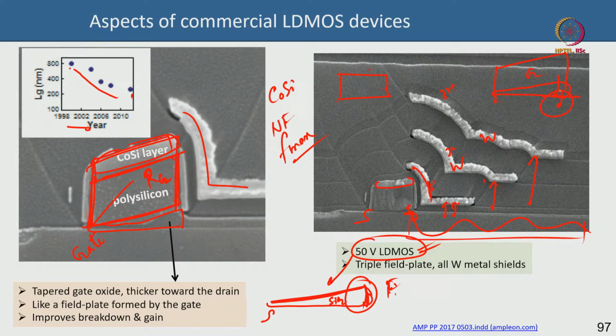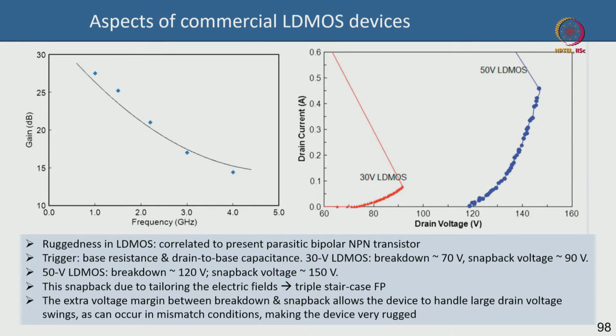Okay, you are adjusting the spacing between the gate metal and the channel in order to mitigate the field effect. So this is the zeroth field plate, first field plate, second field plate, third field plate, and then you have a cobalt silicide top layer. These are all done to improve the performance of the LDMOS. Now you can see that this is a 30 volt LDMOS that has a snapback at around 90 volt.